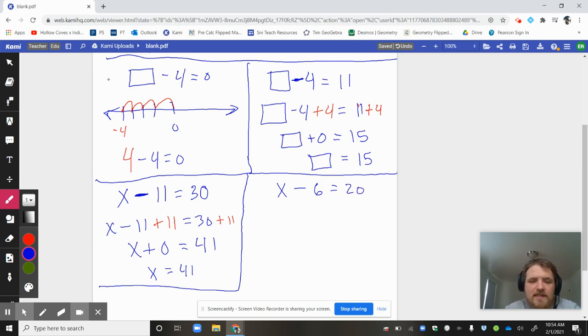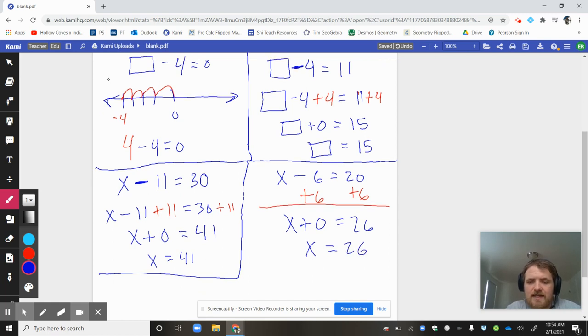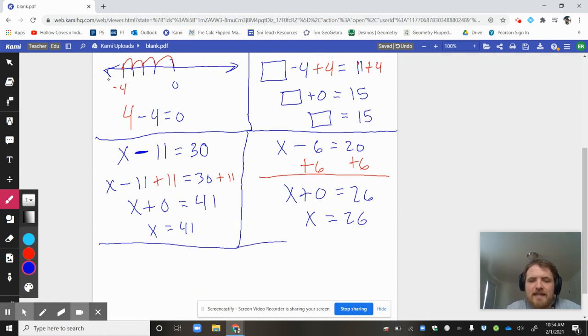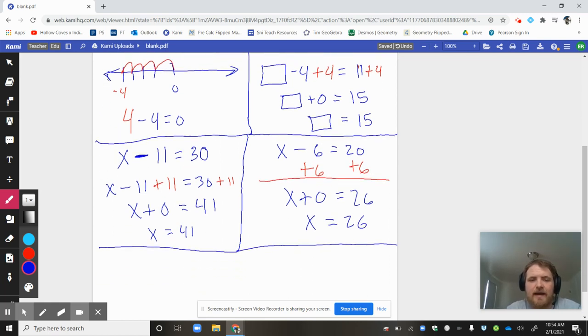Instead of writing the +6 on the side over here, what they'll do to keep us organized is put the +6 right below the numbers. Okay, so it's literally saying the same thing. It's just a little bit different. So we get x plus 0, just like we did over there, equals 26. So x equals 26.